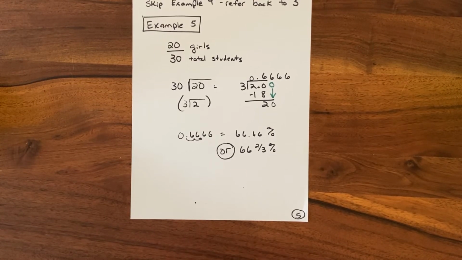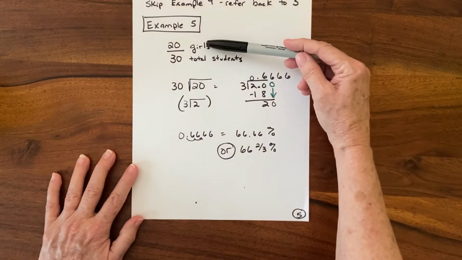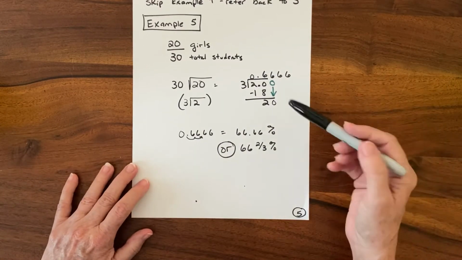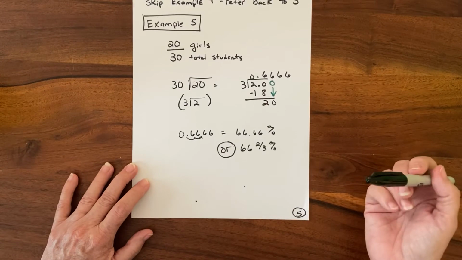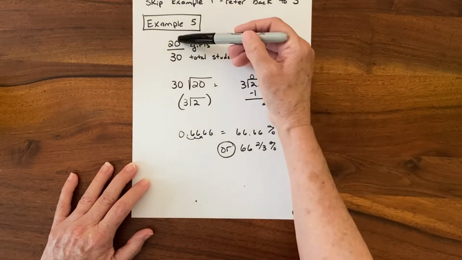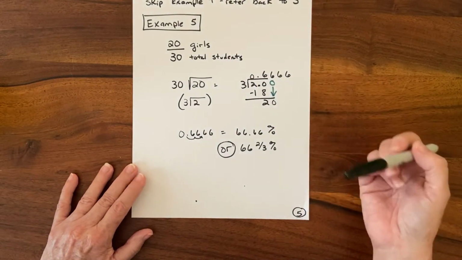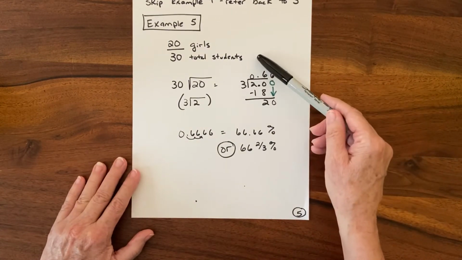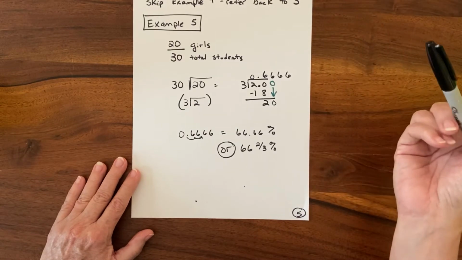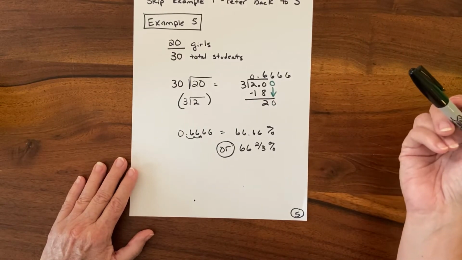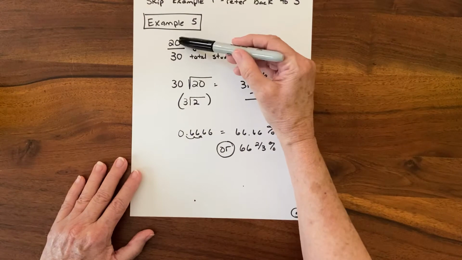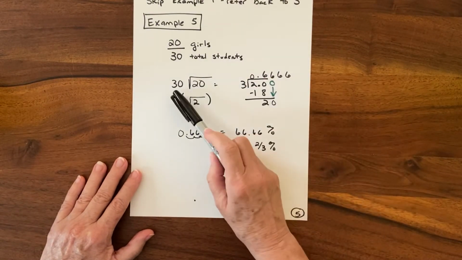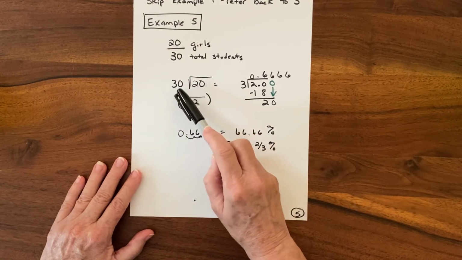I love ratios. So they say you've got 20 girls out of 30 total students, and I think they're on a bus or something. So a ratio can be written as a fraction, right? So 20 out of 30. Well, they want basically to be thinking about, if I had 100 students, how many would be girls? What percent? So out of 100, how many girls would I have? So, oh look, it's a division problem. So, put the top number in the box.